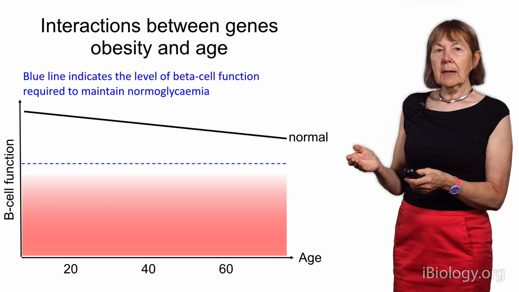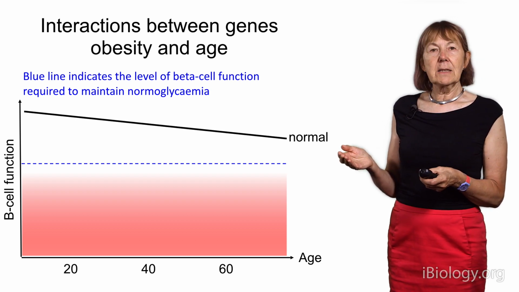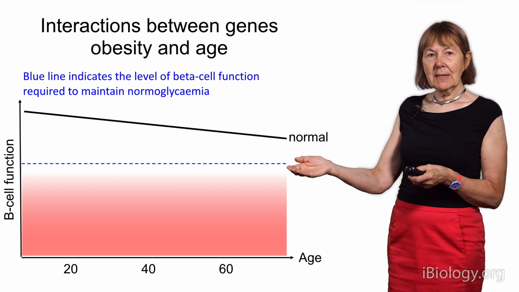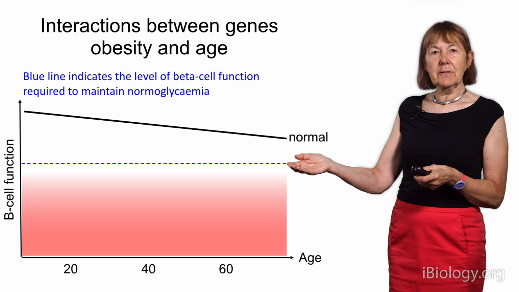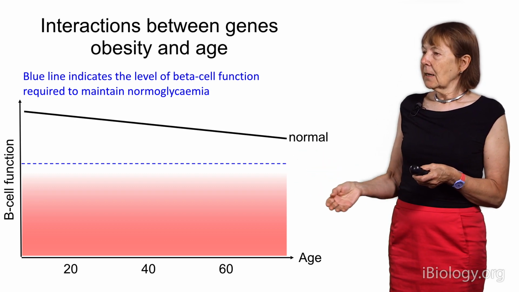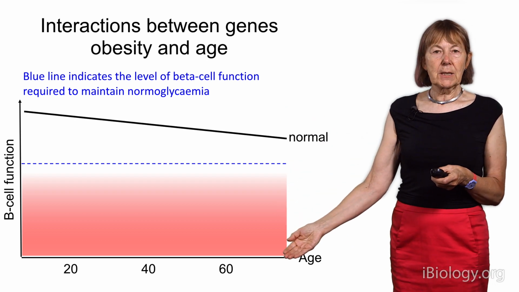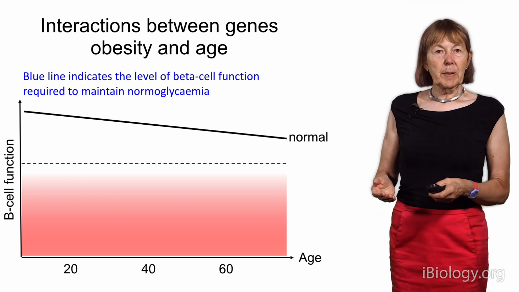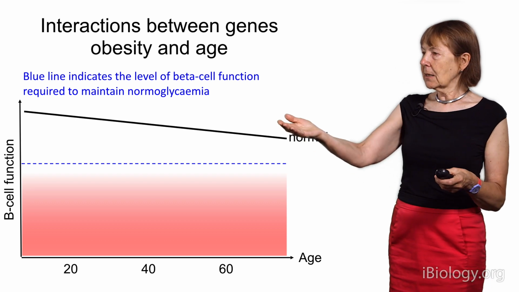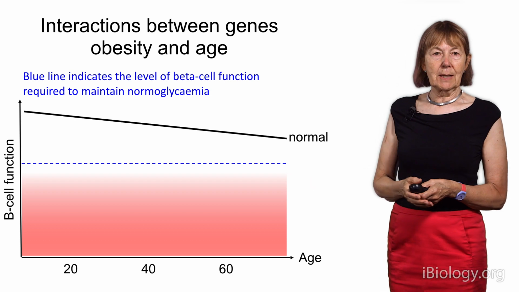So perhaps we can think about how one's diabetes risk is related to obesity and age in the following way. This blue line here indicates the level of beta cell function required to maintain normoglycaemia. And here is beta cell function plotted against age. For a normal person with no diabetes risk variance, their beta cell function will decline with age, as shown here.